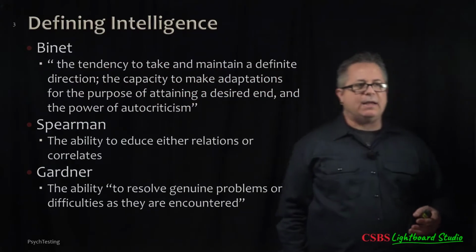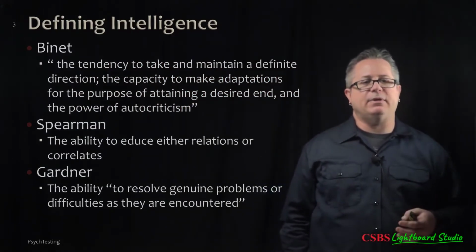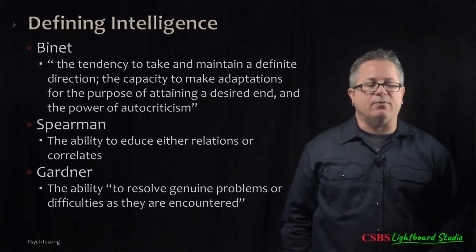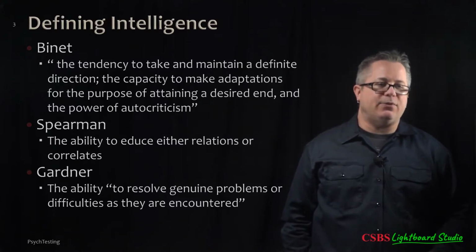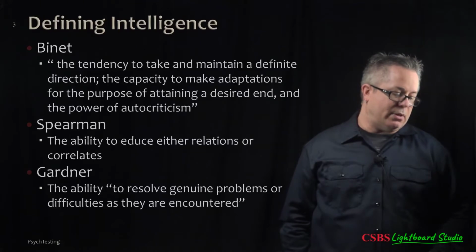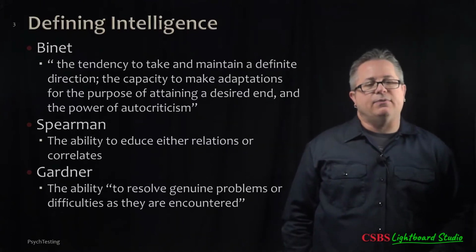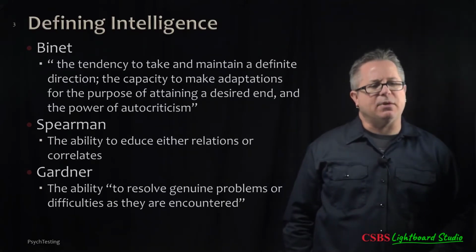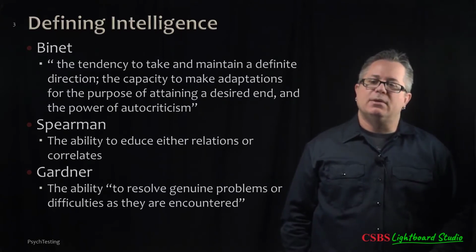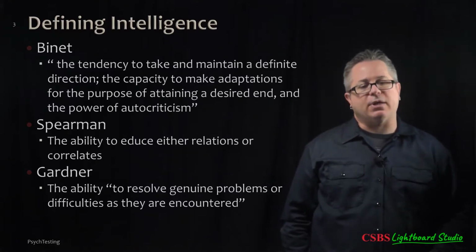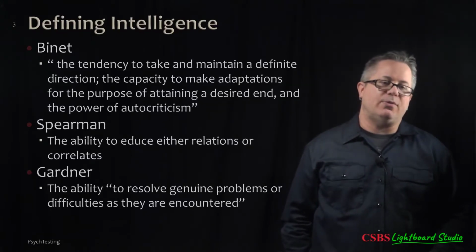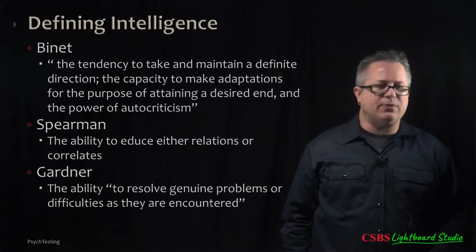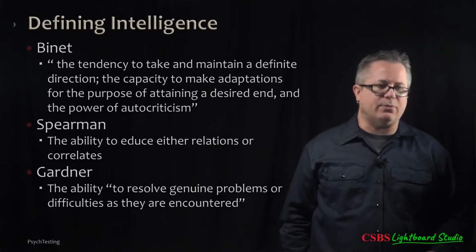Binet defined it as the tendency to take and maintain a definite direction, the capacity to make adaptations for the purpose of attaining a desired end, and the power of auto-criticism. All right, that's the way Binet viewed intelligence. Spearman, who's another pioneer in intelligence, defined it as the ability to educe either relations or correlates. It's a much simpler way of thinking about it, but it also doesn't seem to quite cover all the specifics. Gardner thought it was the ability to resolve genuine problems or difficulties as they are encountered. So you can see there are different takes on what intelligence might be.